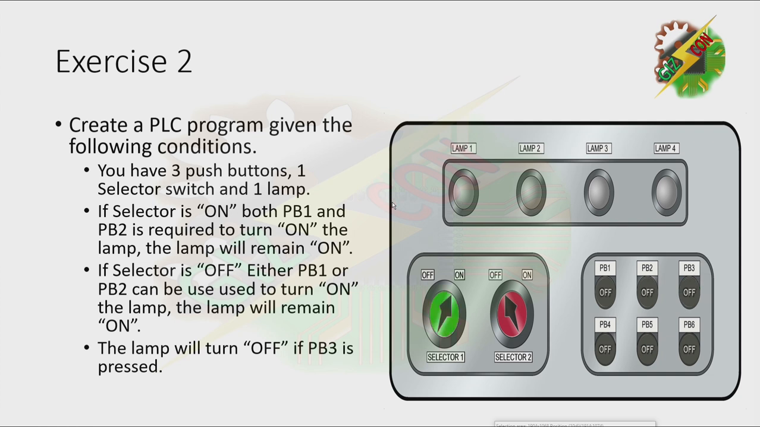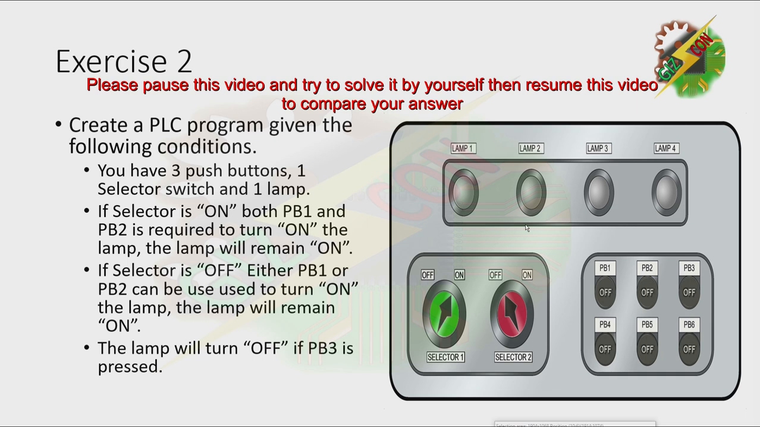Then, let's turn on the selector switch. Right now, PB1 and PB2 are required to turn on the lamp. Let's press PB1. Nothing happened. Now, let's press PB2. Nothing happened also. But when we press both push buttons, the lamp will turn on. And to turn it off, we need to press PB3. And now, I want you to pause this video and try to solve this problem by yourself. Then, you can resume this video so that you can compare your answer to mine.